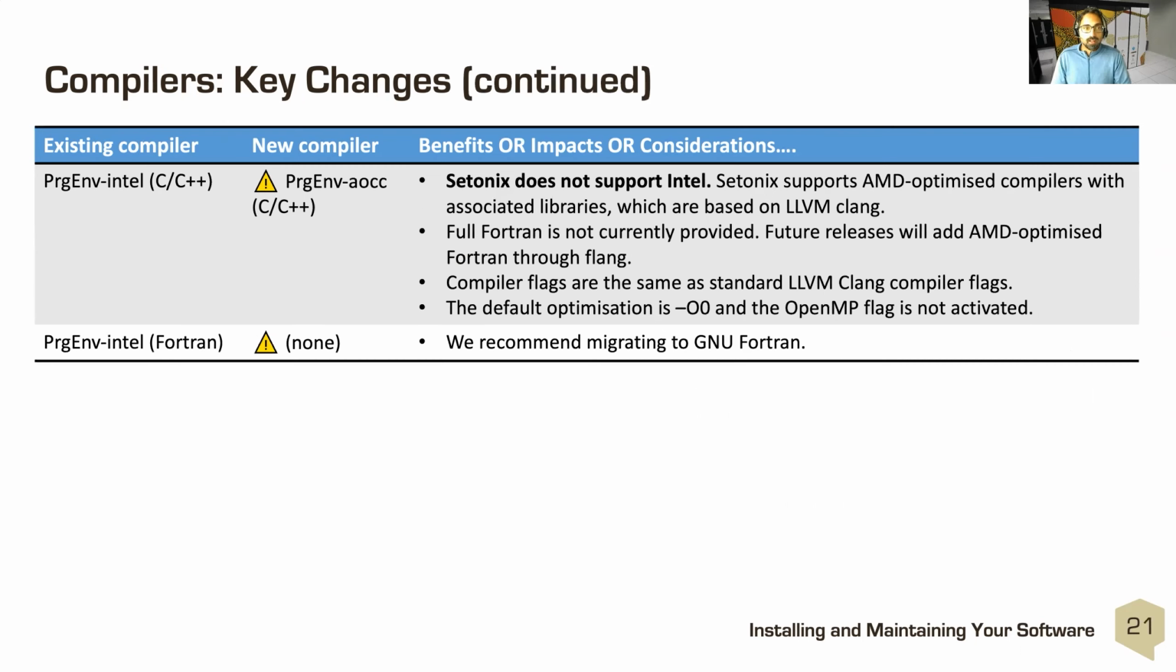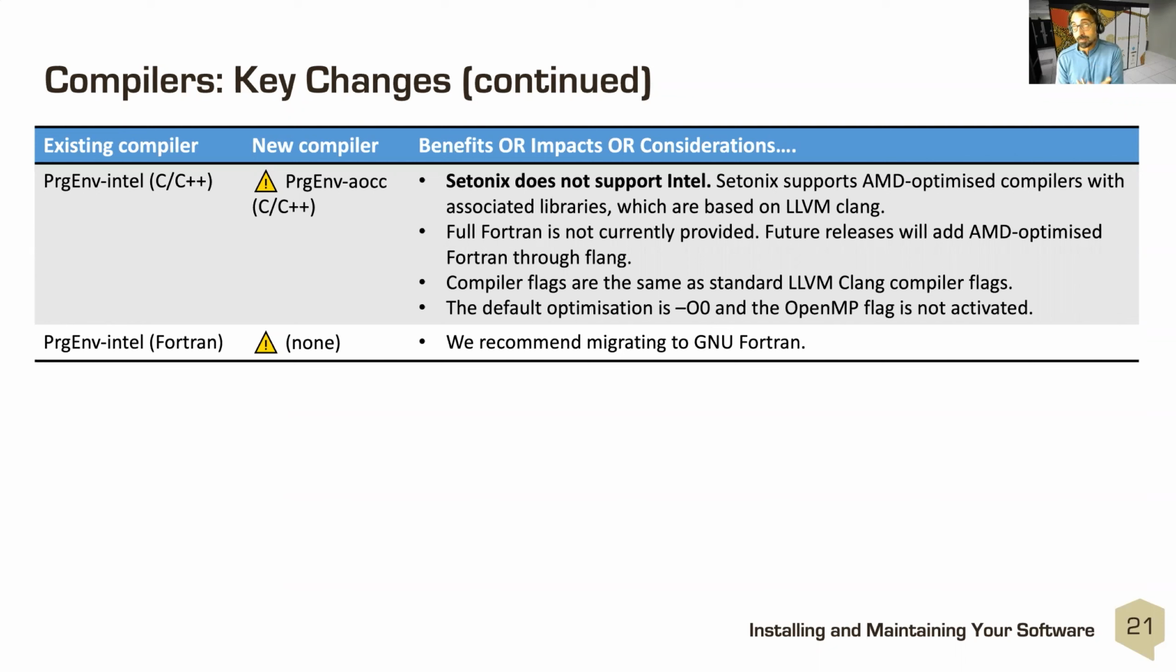The other big change is Intel versus now AOCC, and I'm going to be talking initially just about C and C++. Setonix does not support Intel. We support AMD optimized compilers with associated libraries, and that is based on LLVM Clang. The Fortran is not currently provided by AMD. AMD does not provide a fully functional Fortran compiler yet. Future releases will add this in, and they're working through it right now. The compiler flags are the same as the standard LLVM compilers, so for Clang compilers, there's no change.